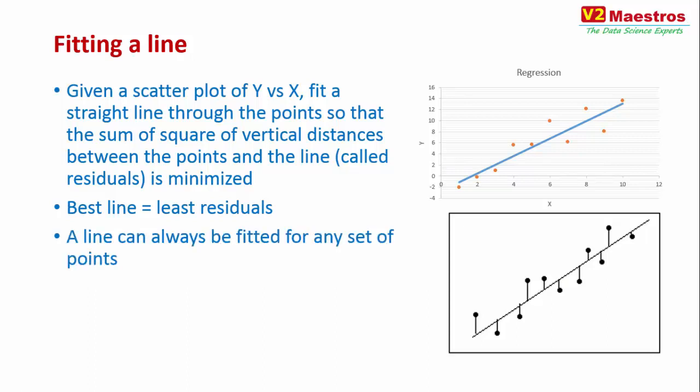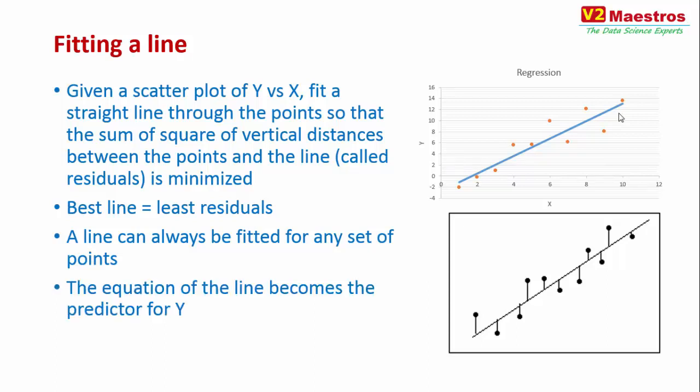Remember that a line can be fitted through any set of points. It is not necessary that the points fall almost in a line. The points can be all over the place and you can still draw a line. The only thing is that if the points are all over the place, the line is not a good predictor for determining the points. That is something we will see in the next slide.